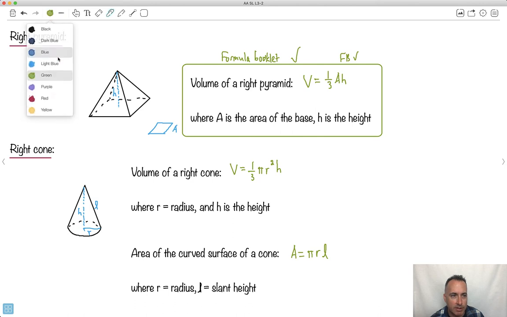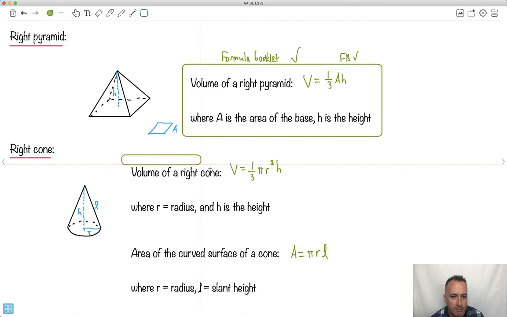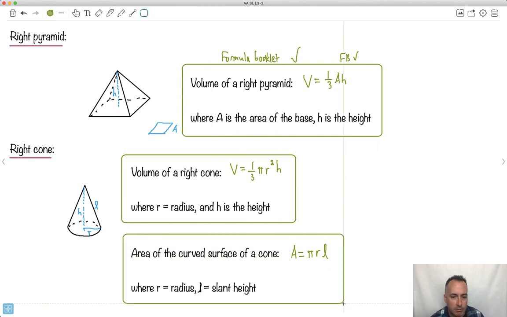So these equations, by the way, are also on your formula booklet, so that'll be nice. So this is for the right cone. We have this one, and we have this one. And both of these are on your formula booklet, so hooray, you do not have to memorize them. Okay, so I'll say formula booklet, yes. Formula booklet, also yes. That's good to know.